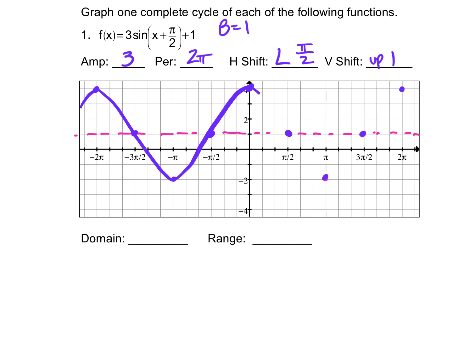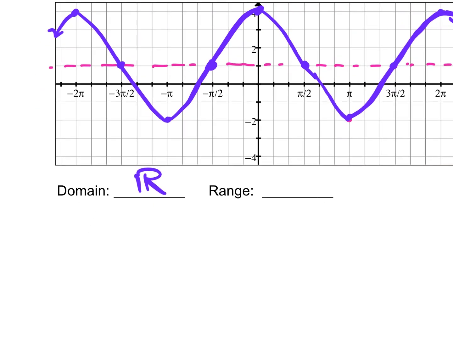Now, does any of that change my domain? Sorry, change the page. My domain is still all real numbers. Now this one, I really do wait till the very, very end to set my range, because with the change in amplitude, combined with the up 1, this has really changed my range on my graph, right? What's the lowest y value this gets to? -2. Highest y value? 4.